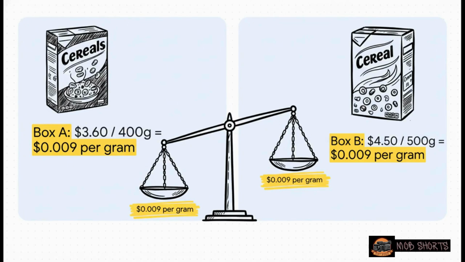And here it is, the moment of truth for our cereal. For box A, we divide the price, $3.60, by the size, 400 grams, and we get a unit rate of 0.9 cents per gram. Okay, now for box B, we divide 450 by 500 grams, and we get the exact same unit rate, 0.9 cents per gram. So it turns out neither one is a better deal. They're the same value. The bigger box just feels like it should be cheaper.